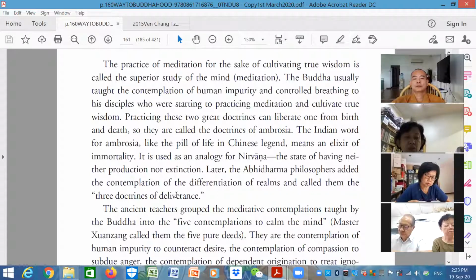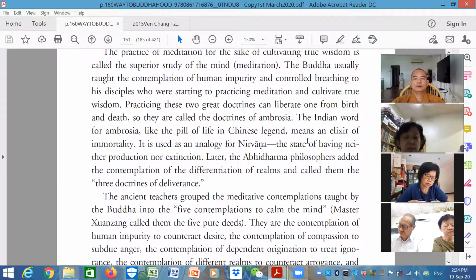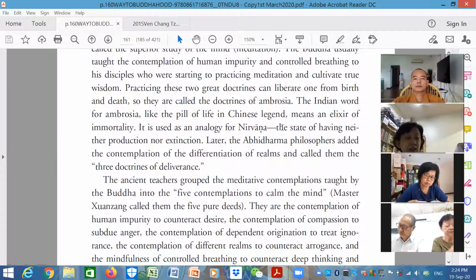Practicing these two great doctrines can liberate one from birth and death, so they are called the doctrines of ambrosia. The Indian word for ambrosia, like the pill of life in the Chinese legend, means an elixir of immortality. It is used as an analogy for nirvana, the state of having neither production nor extinction.